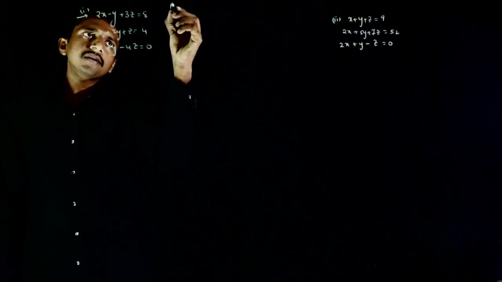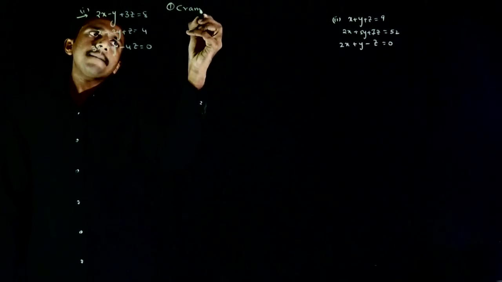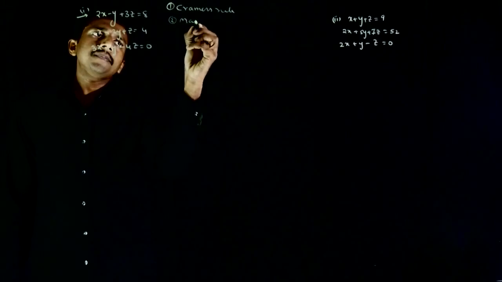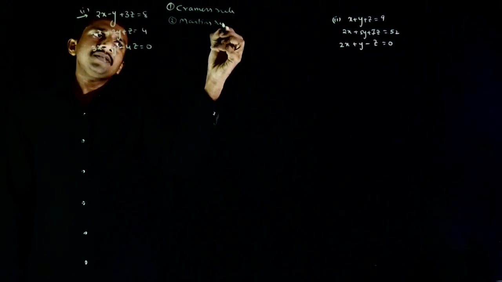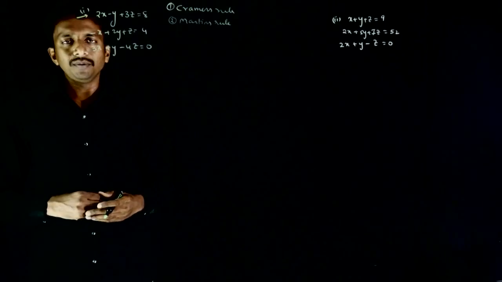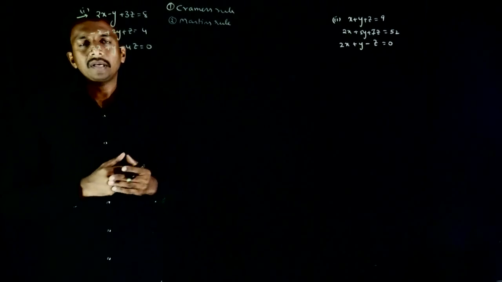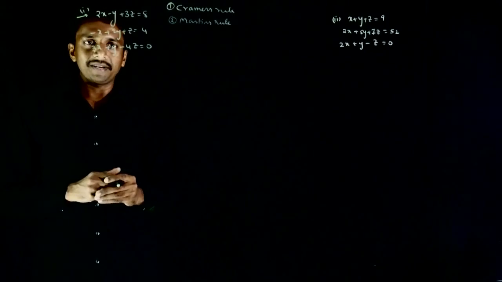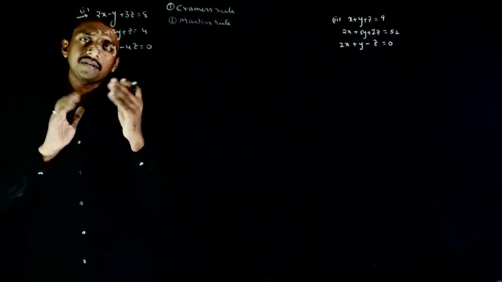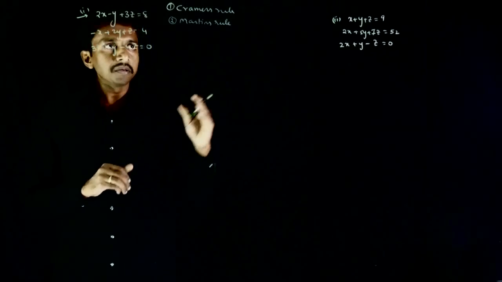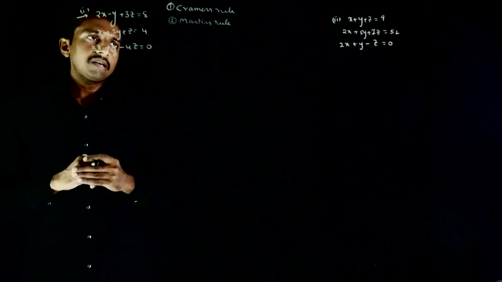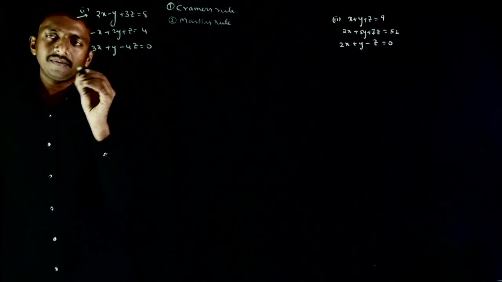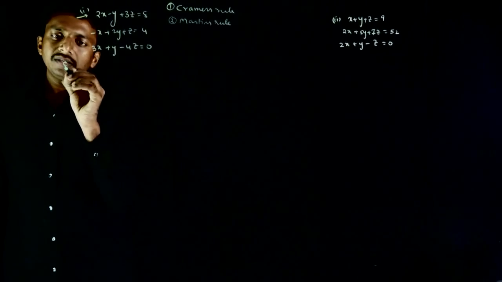One is Cramer's rule. The second is Martin's rule. So these are the broad methods that we use to solve simultaneous equations using matrix methods. So first सब पार्ट को मैं Cramer's rule से करता हूँ, second सब पार्ट को मैं Martin's rule से करता हूँ. So first let us solve the first matrix, first set of equations.